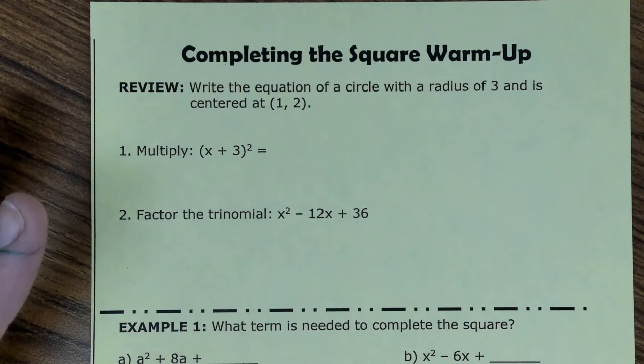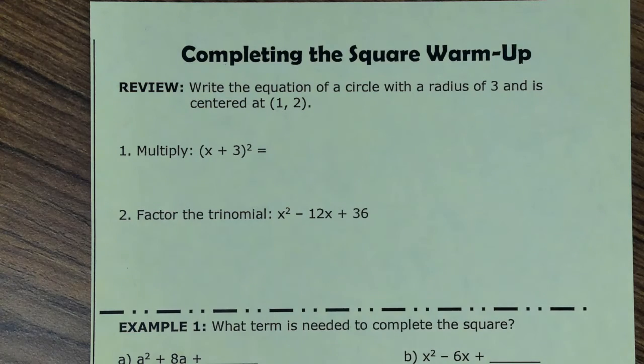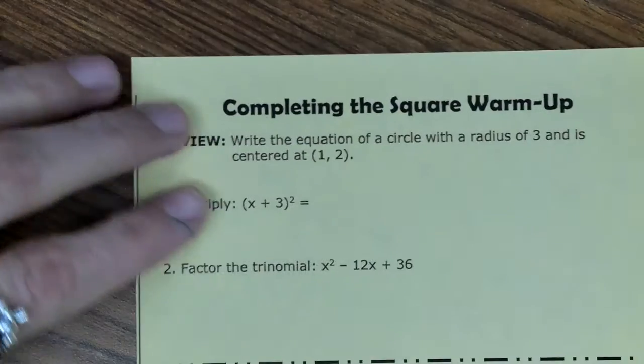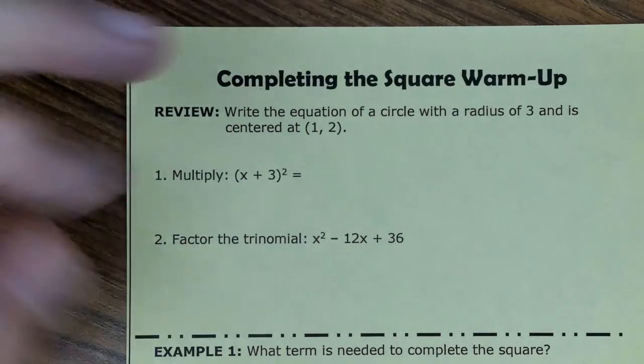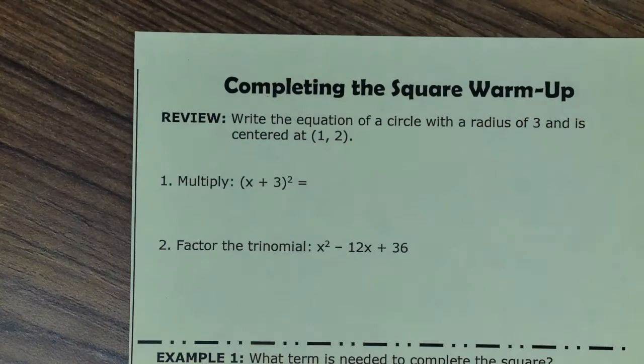Here are going to be the notes for 5-2. These are the warm-up portion of it. We're going to talk about completing the square. First, we're going to do a little review from 5-1, which was writing the equation of a circle.